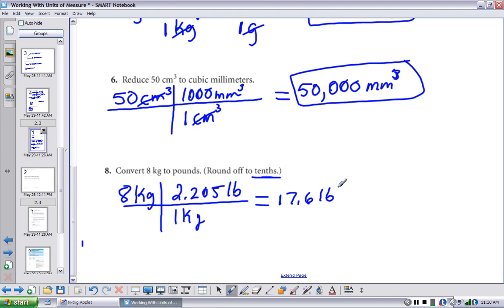17.6 pounds. It's very important that you read your directions when doing your homework and you're testing in MyMathLab. It may tell you exactly what place you need to round to. And if you don't round to that indicated place, then it will be counted wrong.